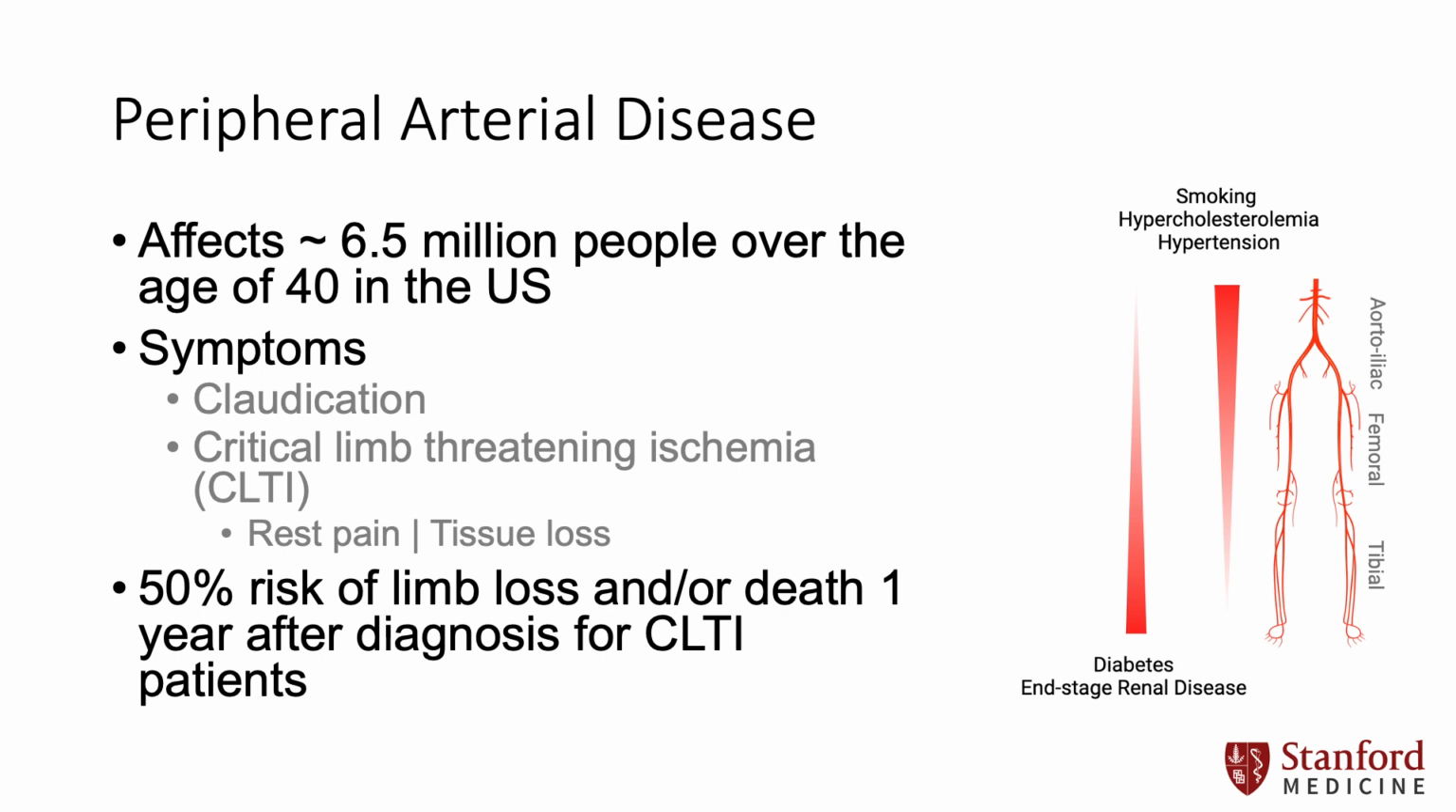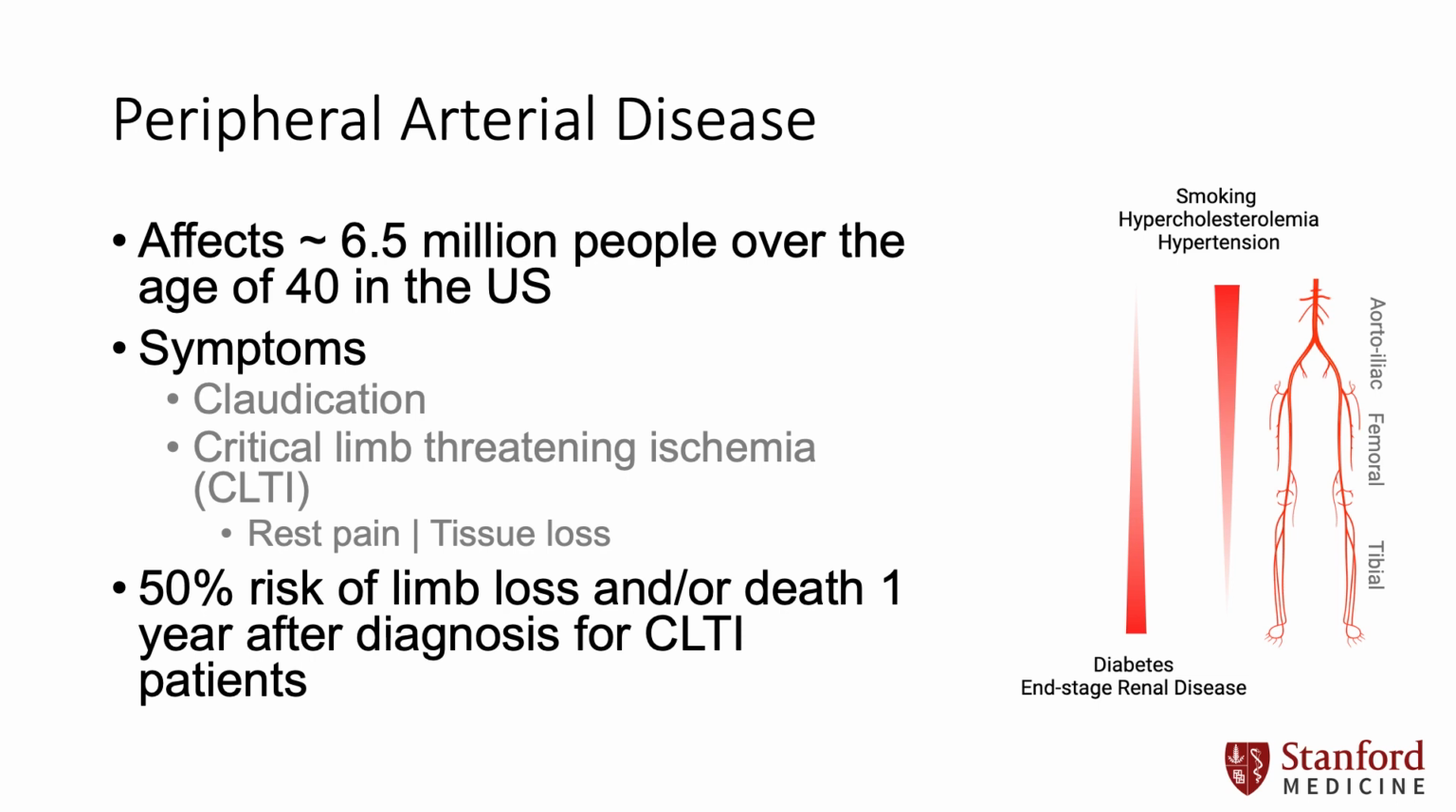It affects 6.5 million Americans in the United States over the age of 40, and usually presents either as claudication, in which patients complain of reproducible pain in the lower extremities with activity, or a more severe manifestation, critical limb-threatening ischemia, or CLTI. These patients present with pain at rest or with tissue loss as non-healing ulcers.